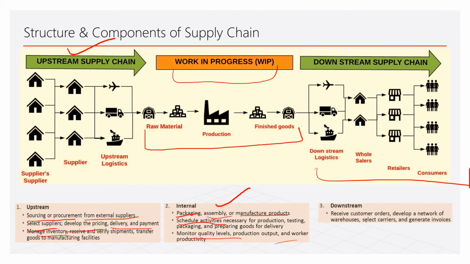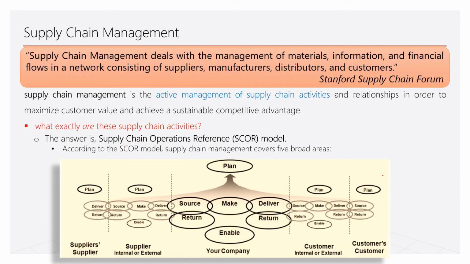Whereas in the downstream supply chain, customers are receiving the orders, so we are developing a network of warehouses, and deciding which retailer will be getting the product. So all the schedules are developed in the downstream supply chain. Based on that, we can define supply chain management.